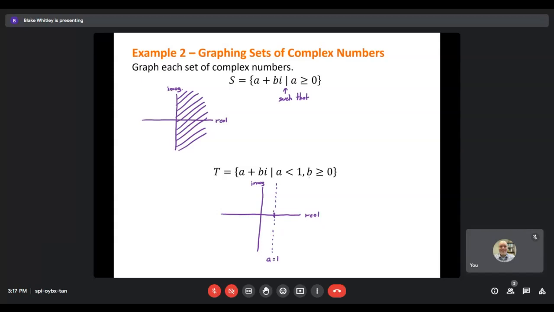b, the imaginary part, needs to be greater than or equal to 0, meaning we need a positive imaginary part. So we're basically shading everything to the left of 1 along the real axis and everything above the real axis in the imaginary, since we want the imaginary part to be greater than or equal to 0. And so that's basically going to give us everything up here now. So everything that's less than 1 along the real axis, but also greater than or equal to 0 along the imaginary axis is going to give us that shaded region there.